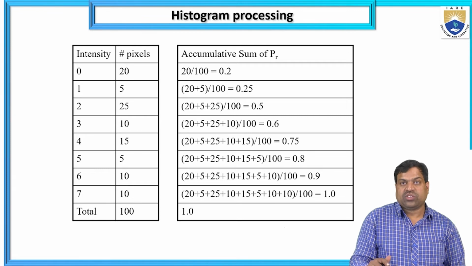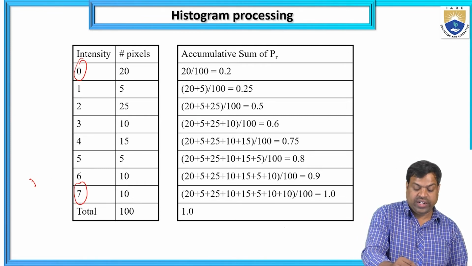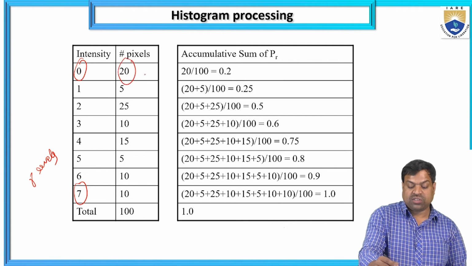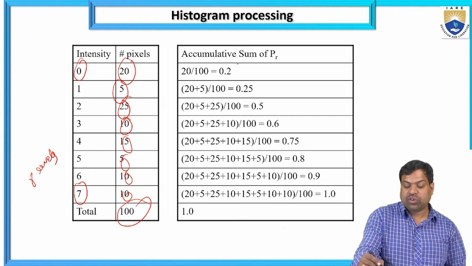Here I am taking one example. The intensity values I am taking are from 0 to 7, a total of 8 levels. Each pixel, 20 intensity values are there. Total the pixels are 100. So I accumulate the sum of p_r. I am finding the accumulation of the pixel counts, starting with 20.